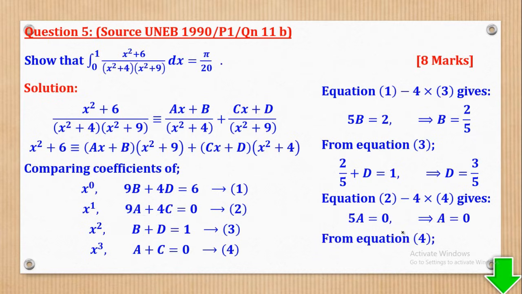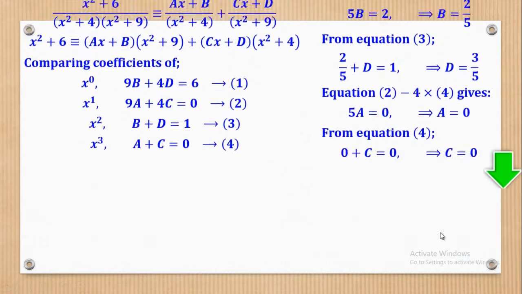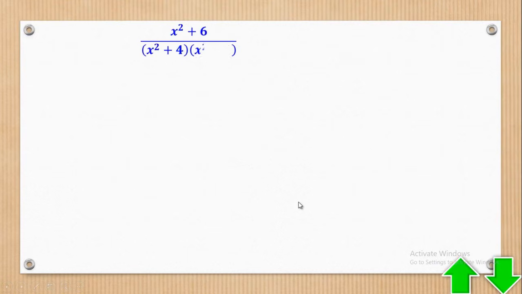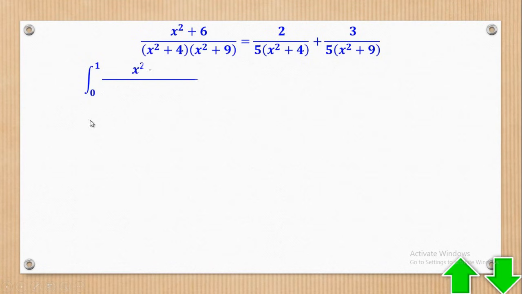Then from equation 4, I already know a, so I can get the value of c, and c will also be 0. So I've got the values of a, b, c, and d. So I'll come and substitute to get my partial fraction. But they told us to also get the integral. So integrating this is the same as integrating that.